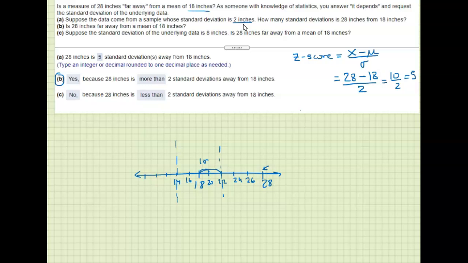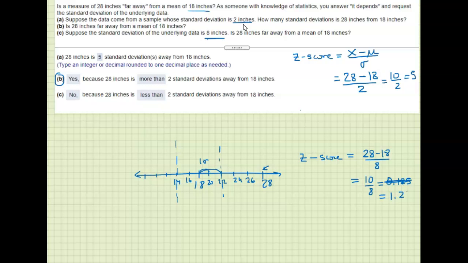Alright, suppose the standard deviation is 8 inches. In that case, is 28 inches far away from the mean? Let's find the z-score here. We have 28 minus 18, but this time divided by 8. 10 divided by 8 is 1 point something. Let's actually do that, 10 divided by 8, and get 0.125. That's not right. 10 divided by 8 is 1.25.